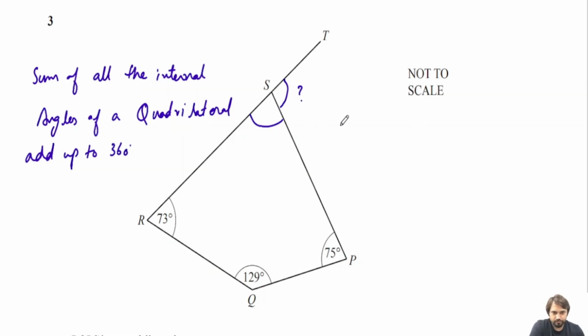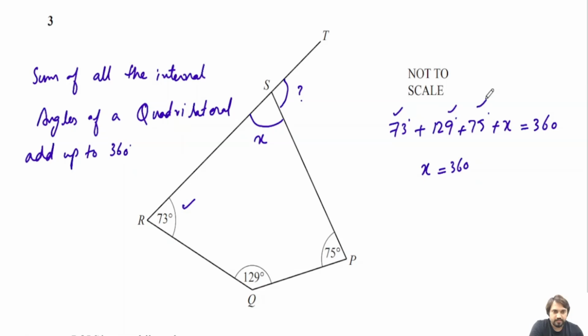So we are going to use this information. Our first angle is 73 degree plus 129 degree, then 75 degree. Let's say it's X, plus X is equal to 360 degree. We need to add these 3 angles, 1, 2, and 3. I'm going to do it manually.